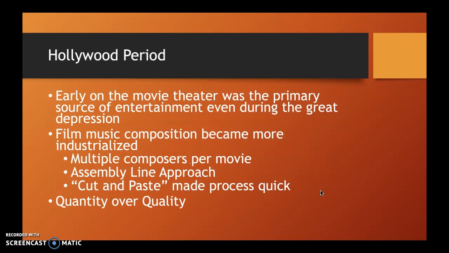The Hollywood period. Early on, the movie theater was the primary source of entertainment, even during the Great Depression. People still had whatever disposable income they might have had, and they used it on the theater because that was how they were entertained back then. Film music composition became more industrialized because there were so many films being made. A lot of music had to be composed, so there were multiple composers per movie, and there was almost an assembly line approach to creating orchestral scores. And so people were able to cut and paste specific themes and things like that.